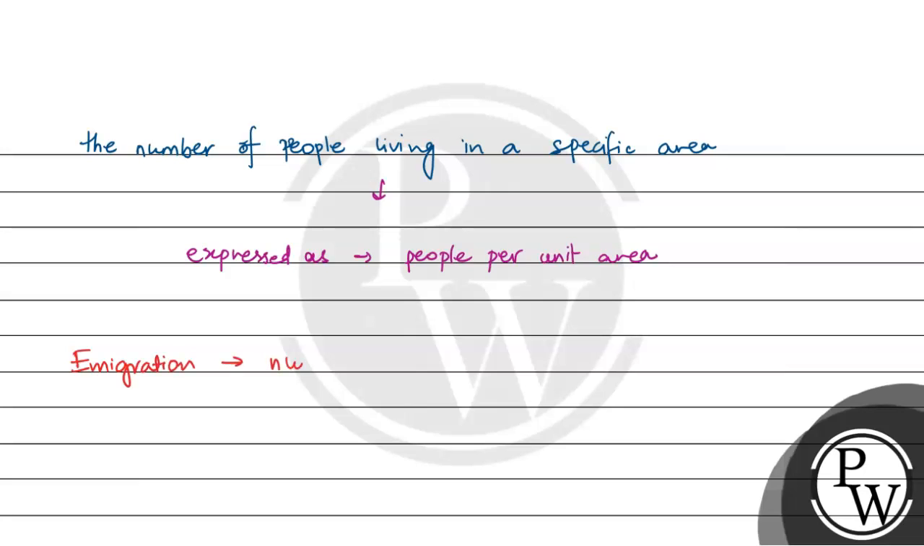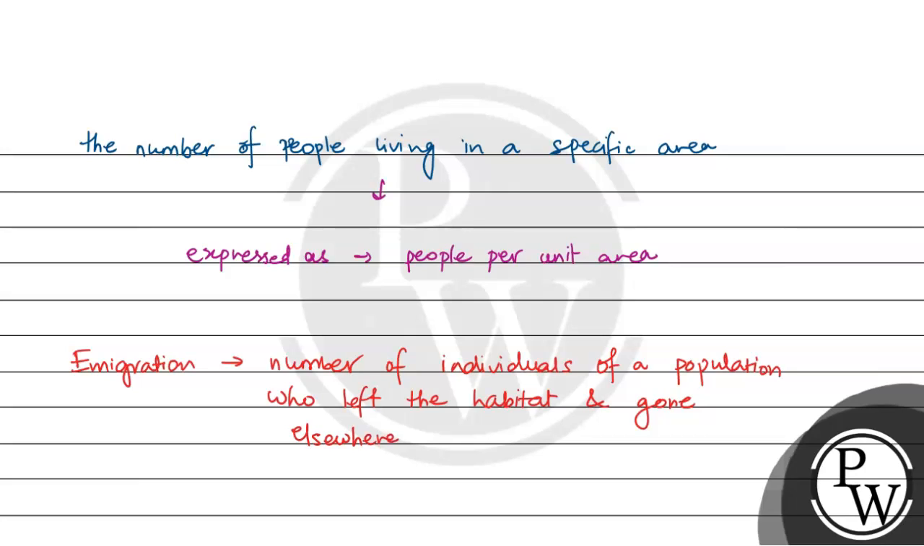So emigration is the number of individuals of a population who left the habitat and gone elsewhere during the time period under consideration.